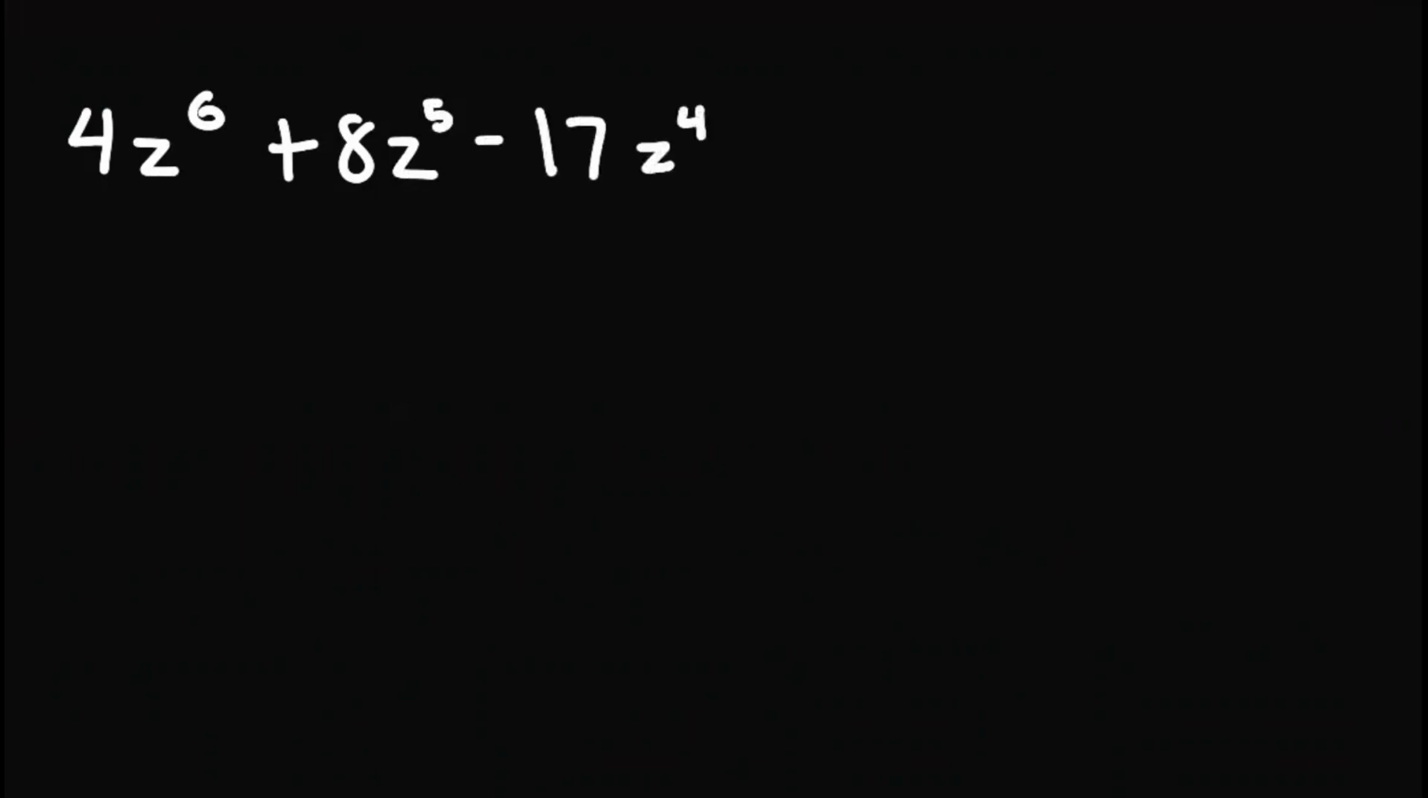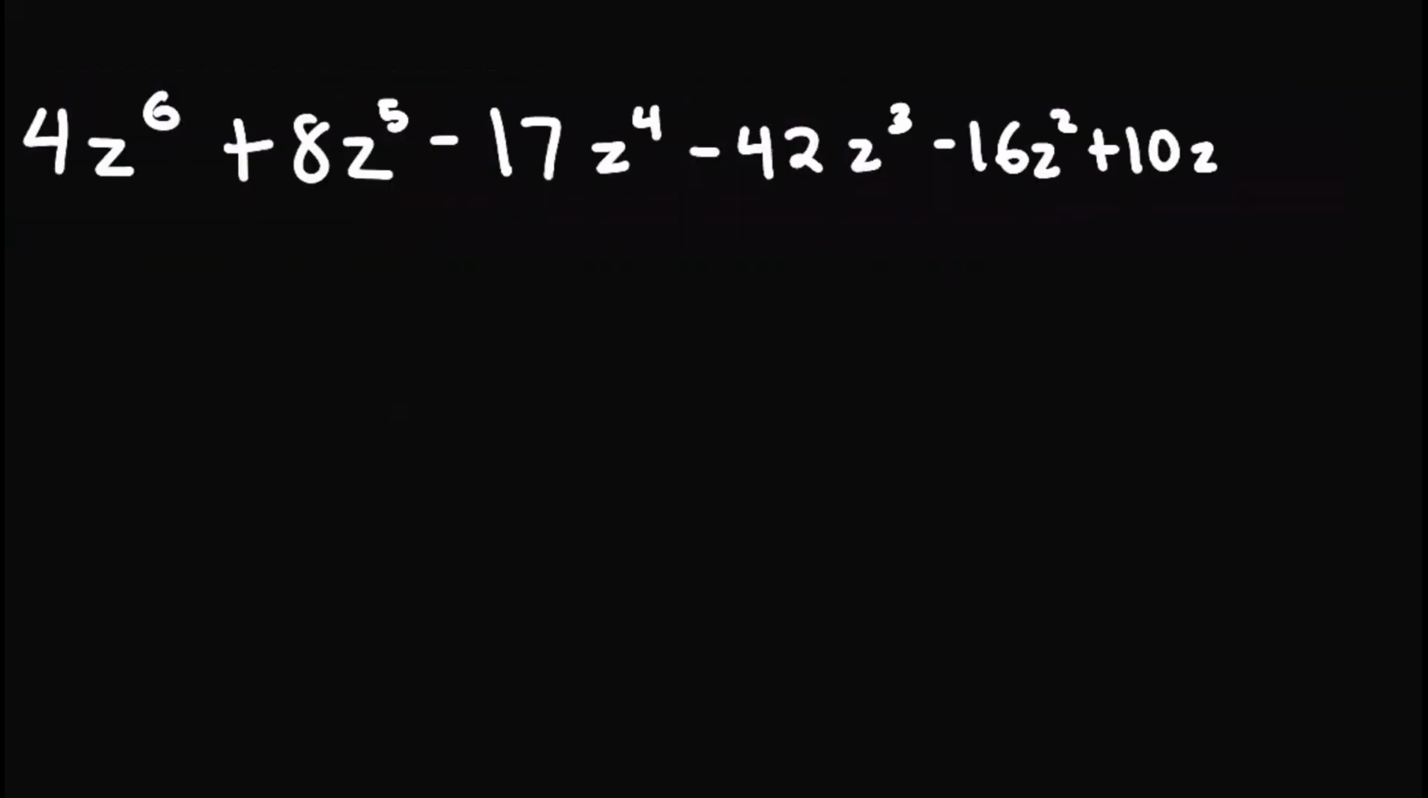And so we end this one with an exercise. You can work on solving this. 4z raised to 6 plus 8z raised to 5 minus 17z raised to 4 minus 42z cubed minus 16z squared plus 10z, oops, don't have space, plus 10z plus 5 equals 0.